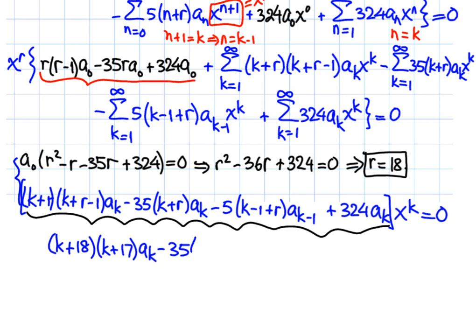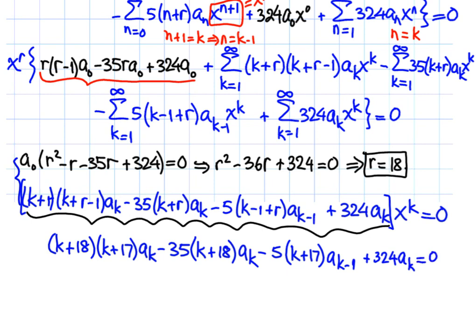K plus 18, I mean k plus 18 actually. Minus 5, k minus 1 plus r, r is 18, so k plus 17, a sub k minus 1, plus 324, a sub k equal to 0. I will continue on the next page.